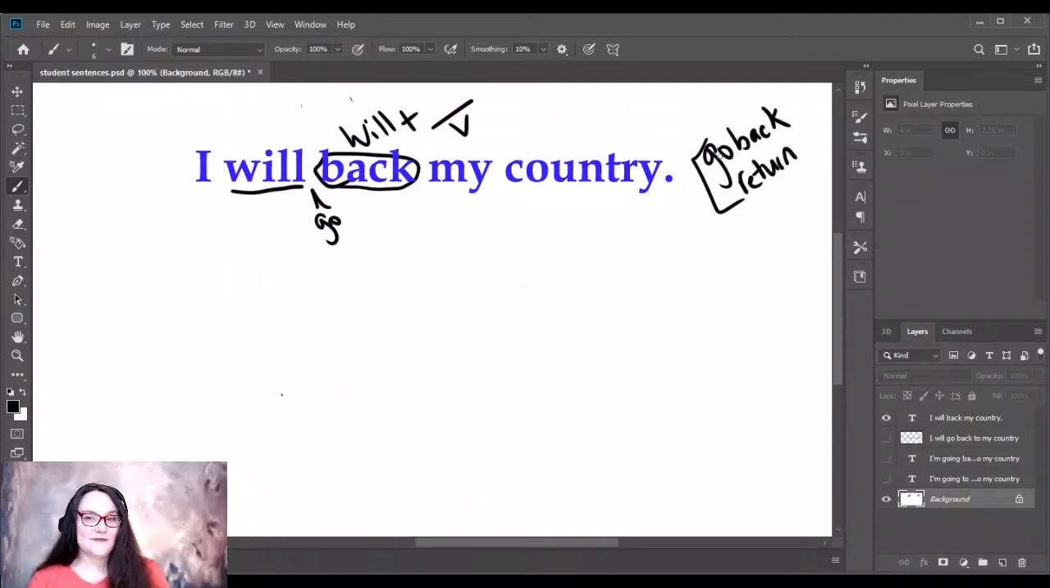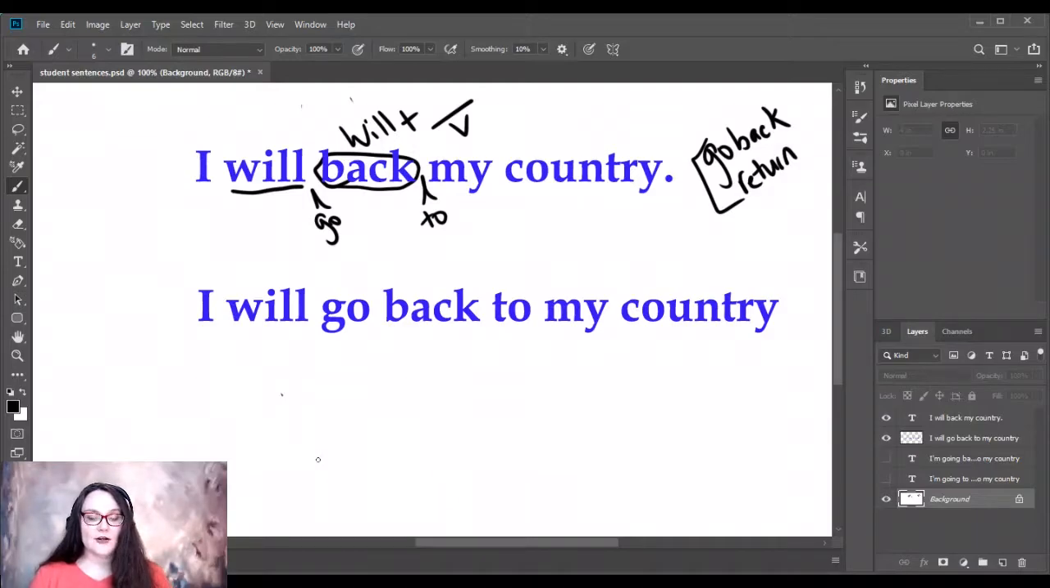I'm looking at these verbs, and these verbs indicate movement. I'm going from one place to another place, and therefore I need a preposition. I need the preposition to, because I'm talking about going from one place to another place. So I'm going to put the preposition to. I will go back to my country. And now we have a corrected sentence. This is a correct sentence in the future tense.